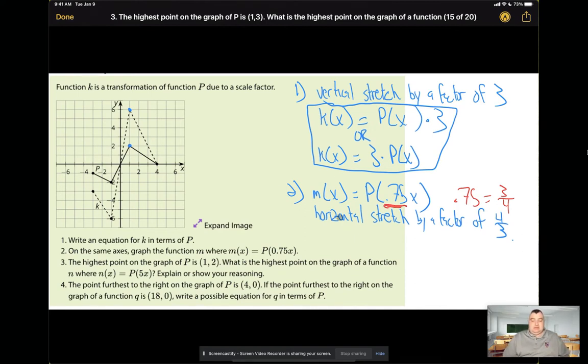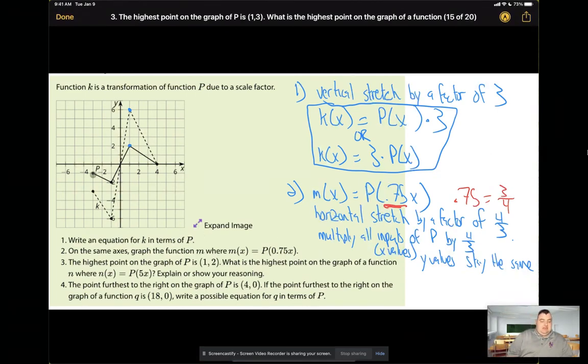So this is a horizontal stretch by a factor of 4/3, which means I need to take all the inputs of P and multiply all inputs by 4/3. Inputs, remember, are X values. So Y values stay the same. But we're going to multiply all of the X values by 4/3.